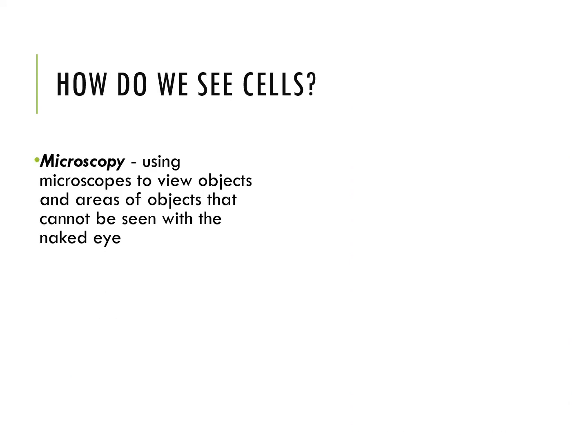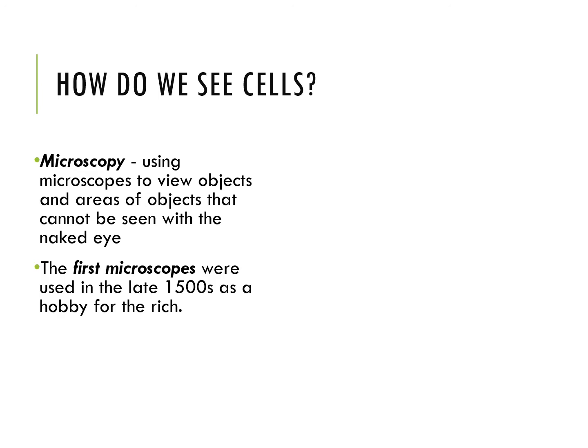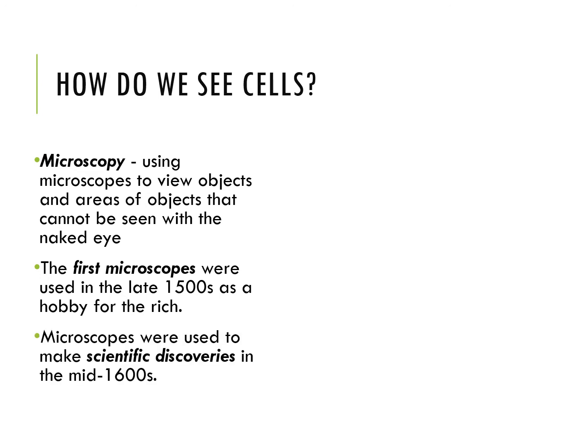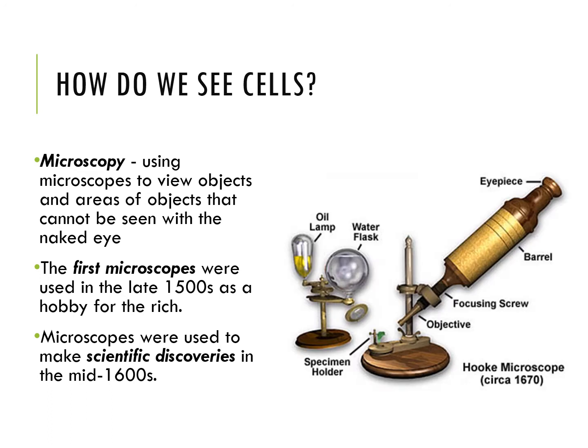So how do we see cells, or microscopy? We can only use microscopes to view objects and areas of objects that cannot be seen with the naked eye. The first microscopes were used in the late 1500s as a hobby for the rich. Microscopes were used to make scientific discoveries in the mid-1600s.